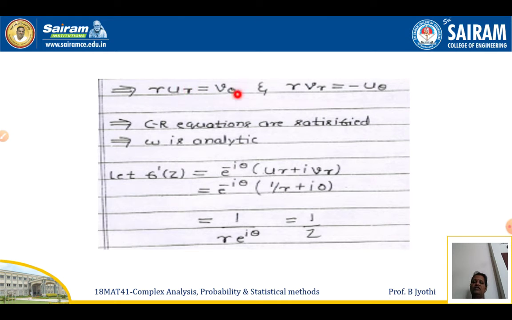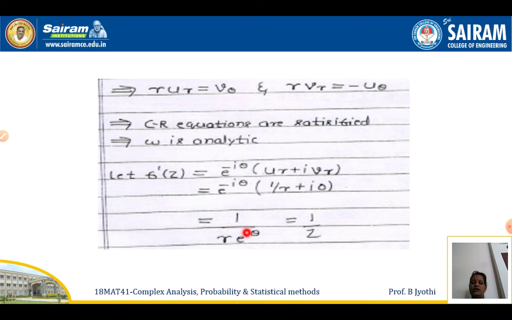Ru is equal to v theta and rv is equal to minus u theta. You can observe that the CR equations are satisfied. Whereas it is in the polar form, therefore f dash of z will be e power minus i theta into (ur plus i vr), which we are going to consider. e power minus i theta into (1 by r plus i into vr), where vr was 0.